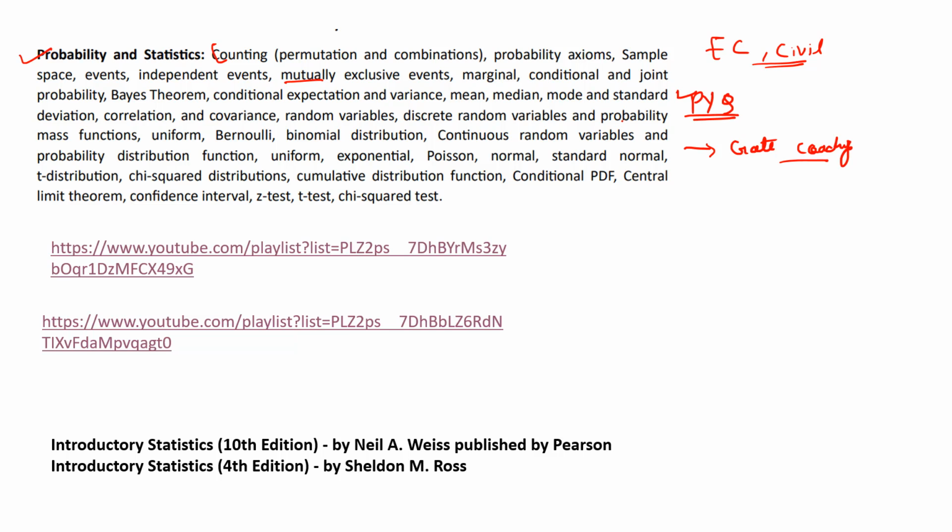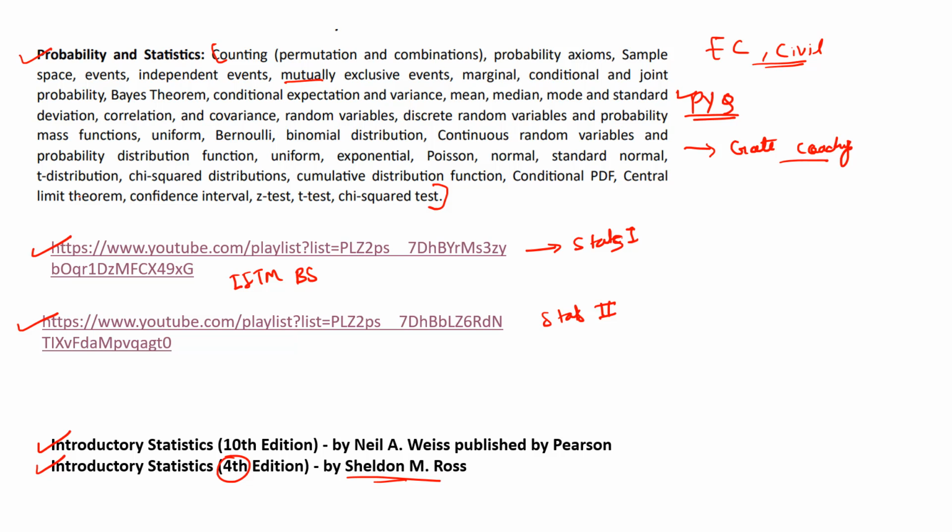But if you want to understand the concept, these two are the playlists. Both playlists are from the IITM BS degree, right? The first playlist is for Stats 1, like Statistics for Data Science 1, and this is for the Stats 2 course, right? And these two are the reference books that I will recommend: Introductory Statistics by Neil, and the other one is Introductory Statistics, fourth edition, by Sheldon Ross. Both reference books are pretty good, and they will cover all the topics present in this particular section.